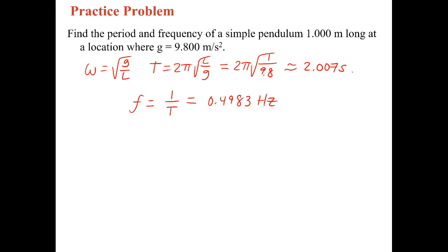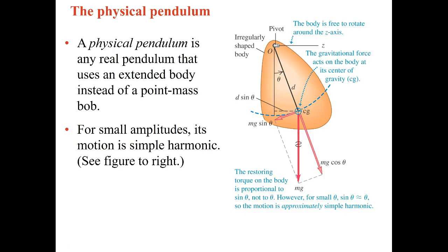Okay. Then we can also talk about a physical pendulum. Now, a physical pendulum is not just a point mass anymore, but it's a real pendulum that uses an extended body instead of a point mass. Okay? So it's got a pivot, and it's an irregularly shaped body. And instead of having a restoring force, we are going to have a restoring torque.